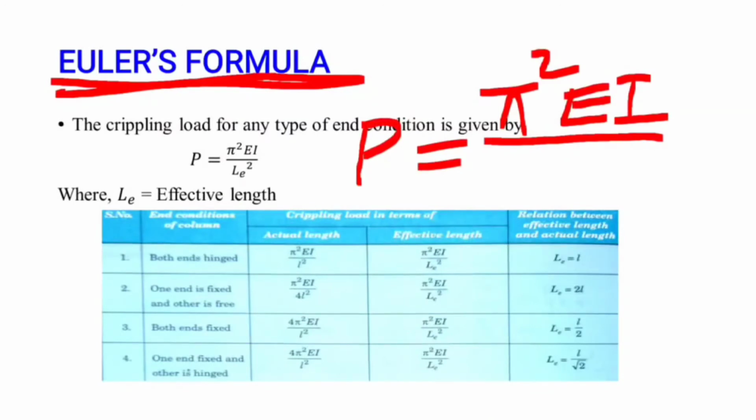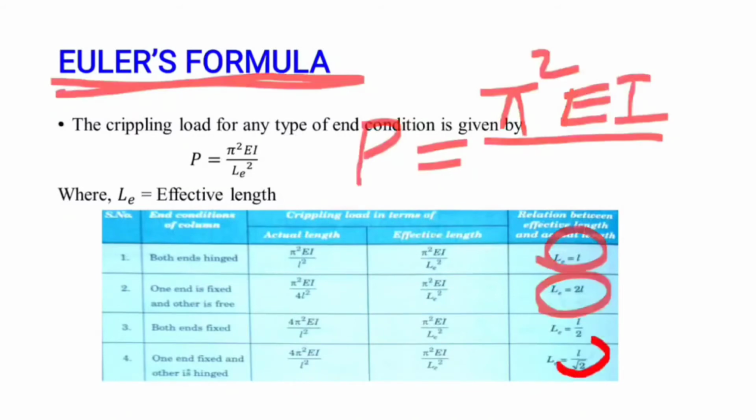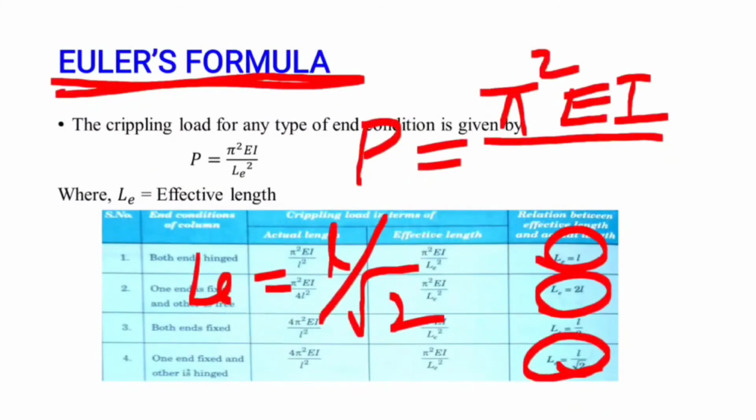For both ends hinged, the effective length will be L only, and for one end fixed and another one free, the effective length will be 2 times the actual length. Both ends fixed, then the effective length will be half of the actual length. Then one end fixed and another one hinged, then the effective length will be 1 by under root of 2 times the actual length. This is the change from actual length to effective length.